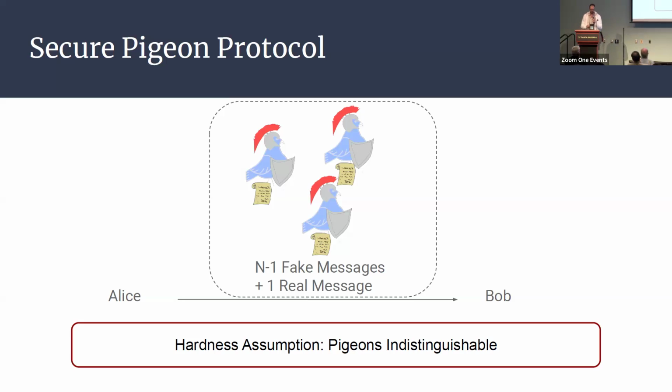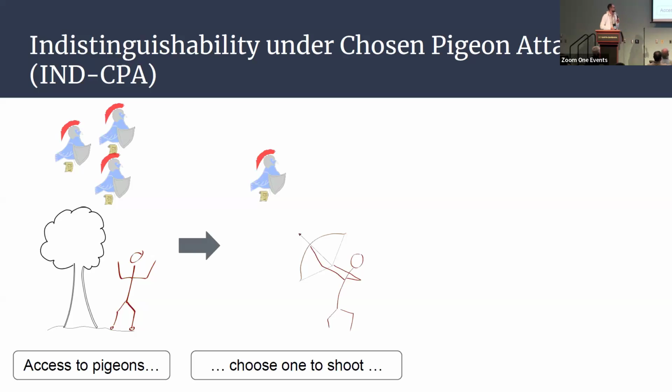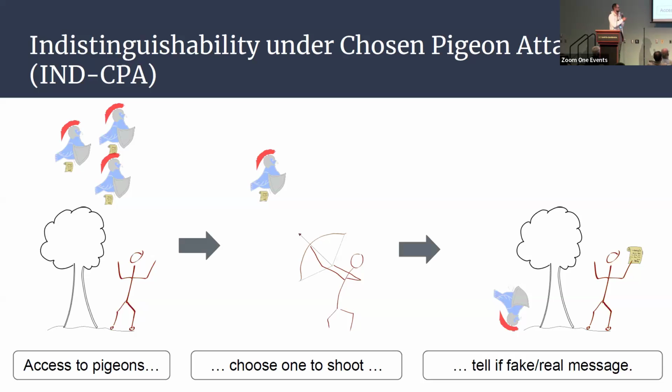Next thing we need is some kind of security model. And of course we have this ready in cryptography, and we'll go with the indistinguishability under a chosen pigeon attack, also known as IND-CPA. And of course that has a game attached. So first off, what you do is you give Eve access to a set of pigeons. They can choose a pigeon to shoot down, and they will need to be able to tell us if they got a real or a fake message.